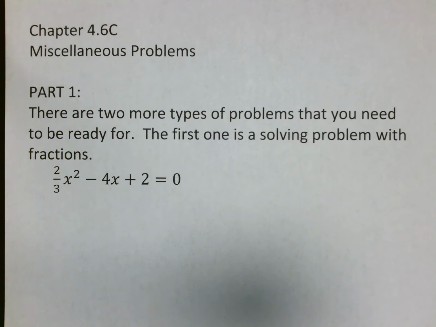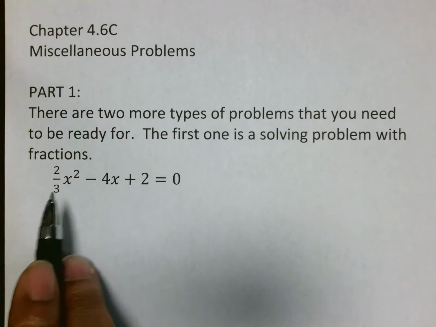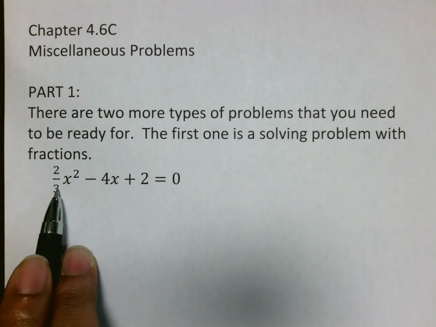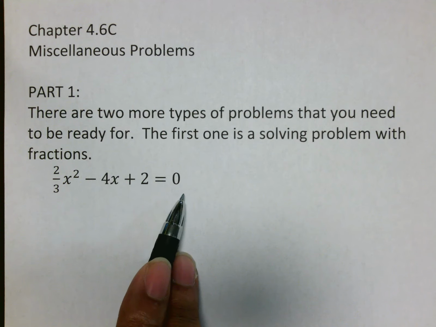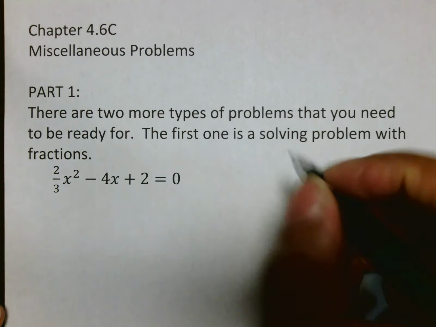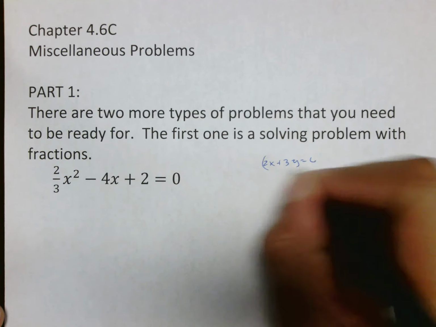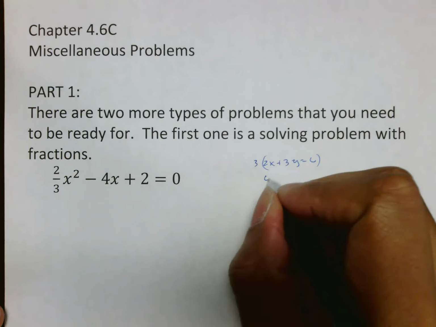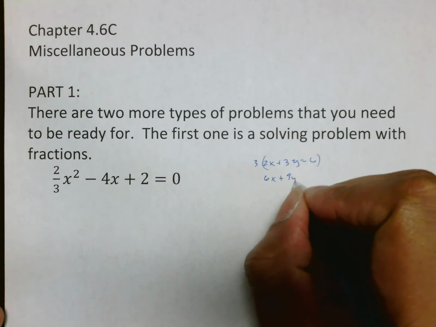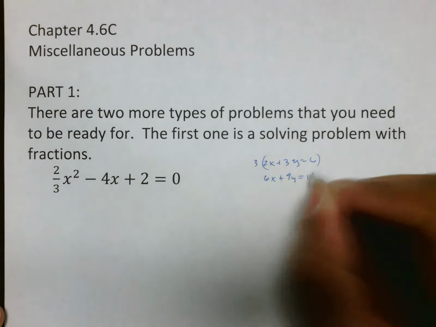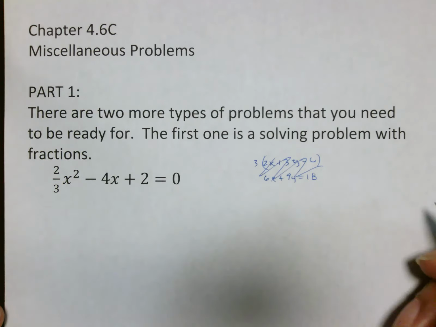Part 1 is about 2 types of problems that we need to be ready for. The first one's going to be a problem that involves fractions, and again, I'm not really going to get too deeply involved because I think most of you are aware of what's going on. But here's what's nice about this, is that these 3 things all equal 0. And just like what we learned with elimination, if you take 2x plus 3y equals 6 and you multiply everything by a certain number, it turns to 6x plus 9y equals 18, and these 2 are still the same thing.